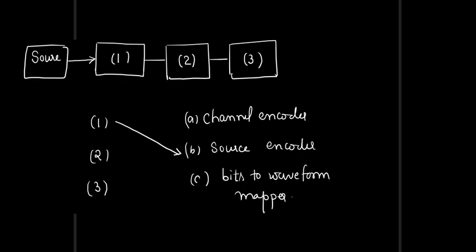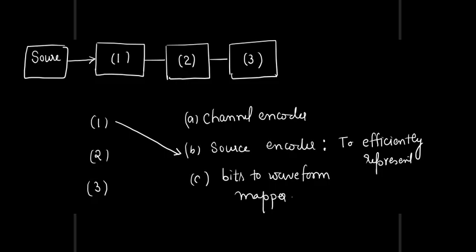So, the first block would be a source encoder block, which would try to represent your source with the minimum number of bits. What is the task of the source encoder? To efficiently represent the source, and since we are discussing binary, in bits. This is the job of the source encoder. So, efficiently represent it in the form of bits in general, or for the binary case, bits.